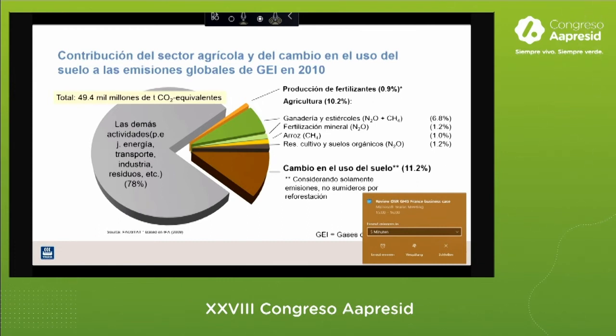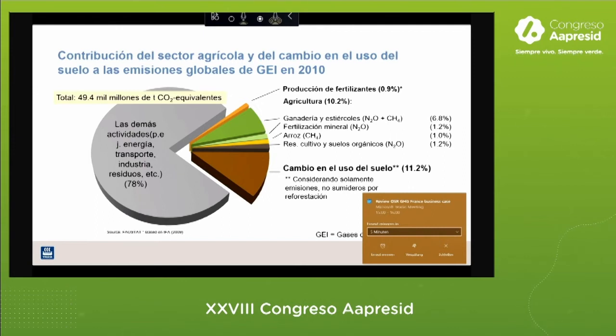And if we look a little bit more in detail into these emissions, then you can see that the pure agricultural part is about 10%. And there we have livestock and manure emissions from these sources. And we have mineral fertilizer, we have rice, paddy rice in particular, and also the cultivation of organic soils and the management of residues as the main sources.